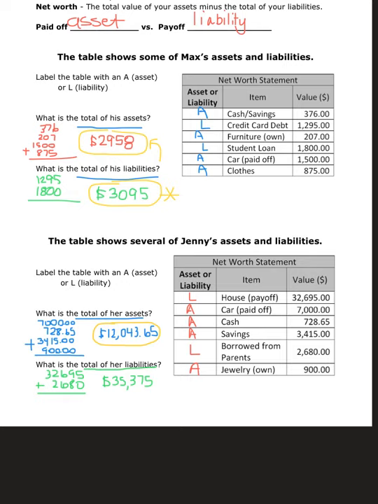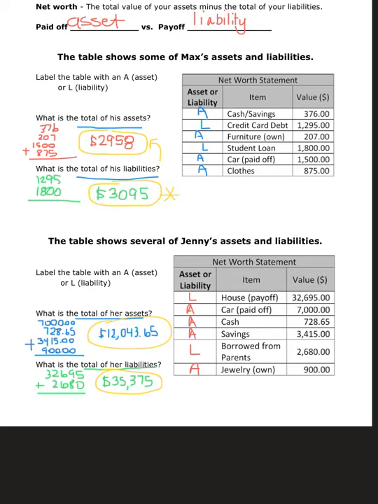$12,043.65 are her assets, the items she owns, and her liabilities came out to $35,375. So again, her liabilities are more than her assets, so that's always something to keep an eye on.